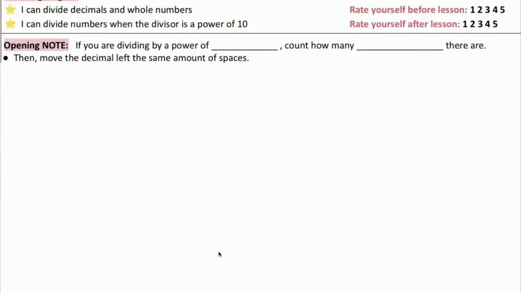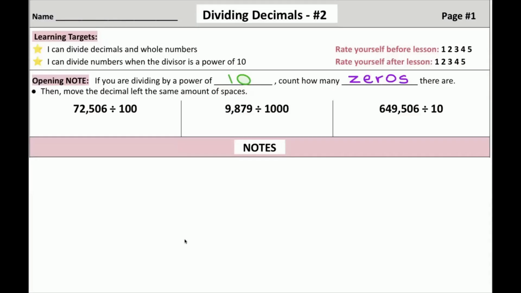Make sure you're writing with me. If you are dividing by a power of 10, you can count how many zeros there are, then move the decimal in the divisor the same amount of spaces. Let's practice with some examples. You know you're dividing by a power of 10 if it ends in a 0. Let's look at our first opening example.